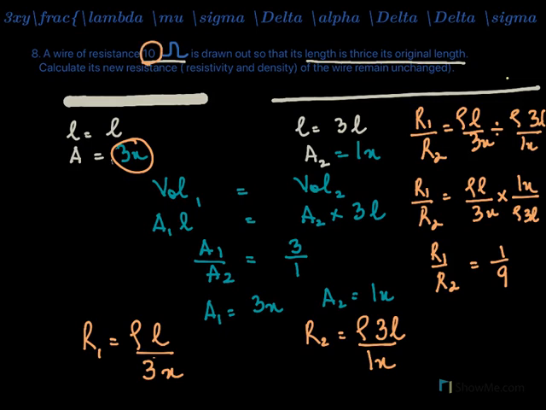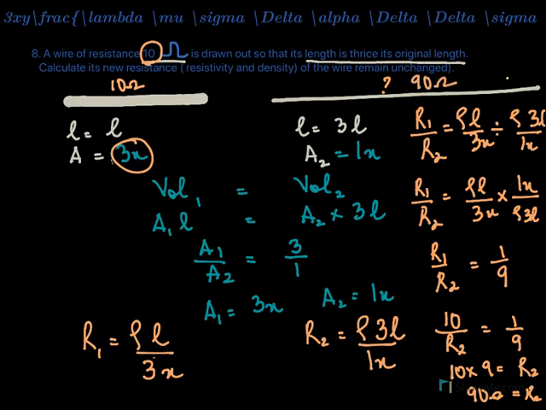Now we know R1 is 10 ohms. The first resistance was given as 10 ohms. We have to find the new resistance. So 10 over R2 equals 1 by 9. So 10 into 9 equals R2. 90 ohms will be the new resistance. The resistance from 10 ohms will increase to 90 ohms.